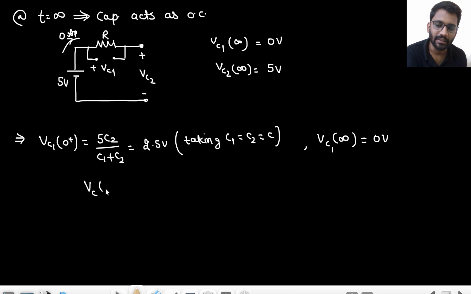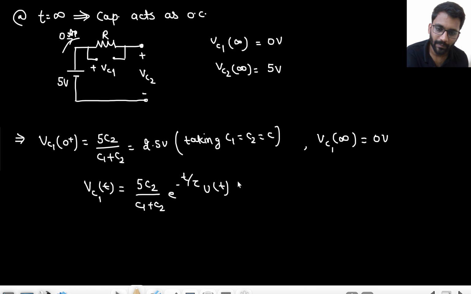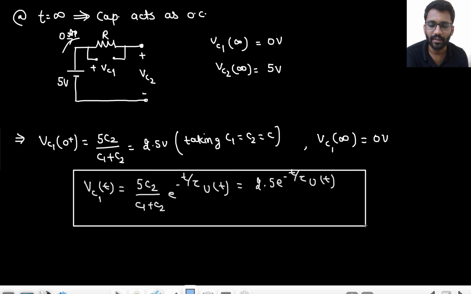What will be the equation of VC1(t)? That would be 5 C2 upon C1 plus C2 into e to the power minus t upon tau into u(t), and that is equal to 2.5 e to the power minus t upon tau u(t), right? So this is the final expression.